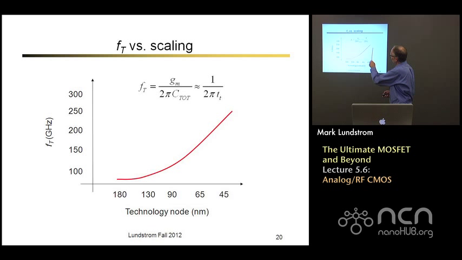So the other thing that's happened with device scaling is that as channel lengths have gotten shorter and shorter, the transit time has gotten shorter and shorter, and the maximum frequencies of performance have increased to the point where these devices are useful for analog and RF applications.